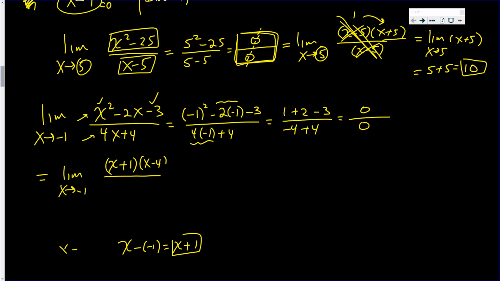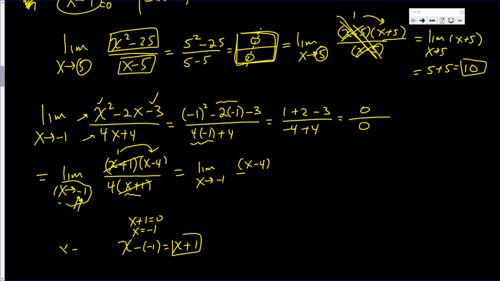In the bottom, you can factor out a 4, and then you have x plus 1, and that can't be factored. But as promised, look at the bottom. It has a factor of x minus that number. Now the only time this is not 1 is if this is 0, and that happens when x is -1. x will not ever be -1, so I can cross it out. So I'm left with the limit as x goes to -1 of 1 times x minus 3 over 4.